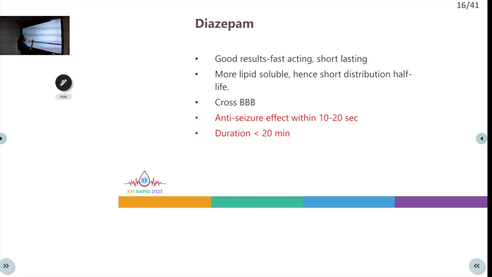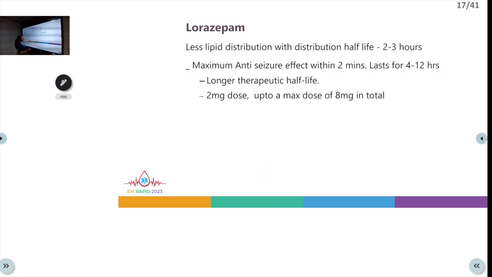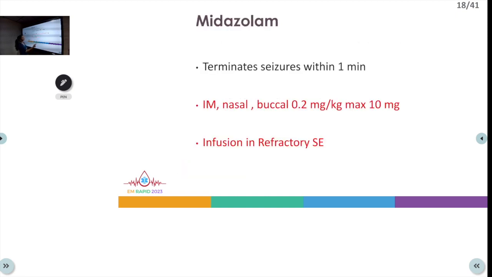Why it is fast acting is because it is more lipid soluble and it can cross the blood brain barrier fast. Lorazepam has less lipid distribution, so the onset of action is slower. The onset will be within 3 minutes, and it has a longer therapeutic half life, up to 2 to 3 hours.